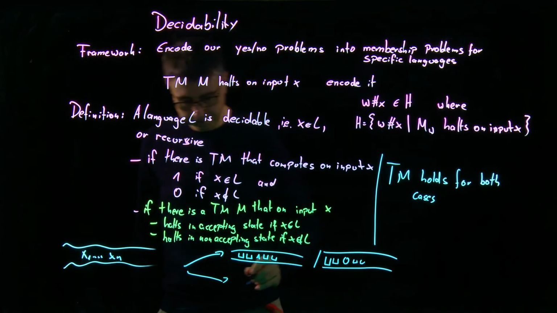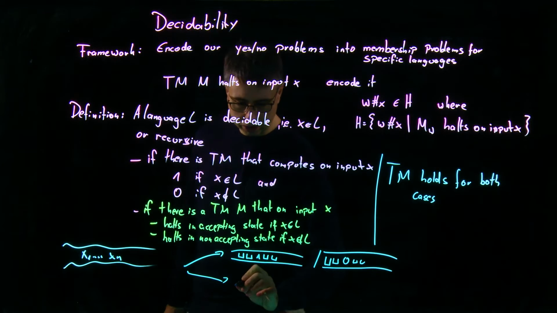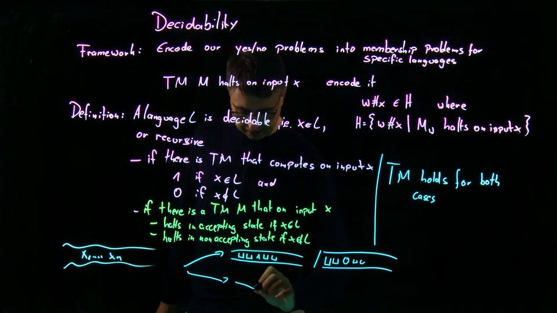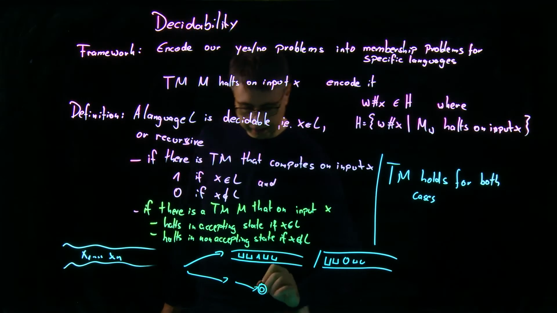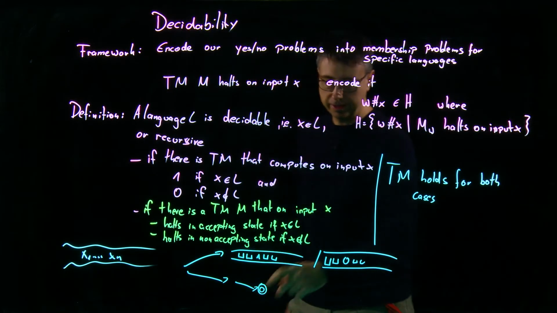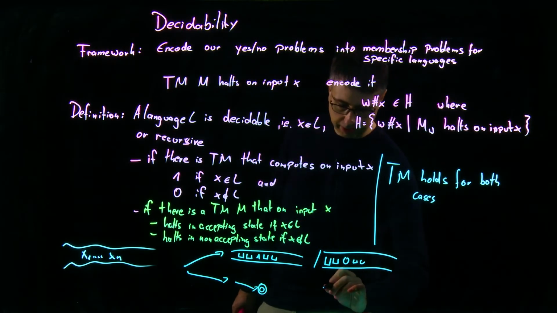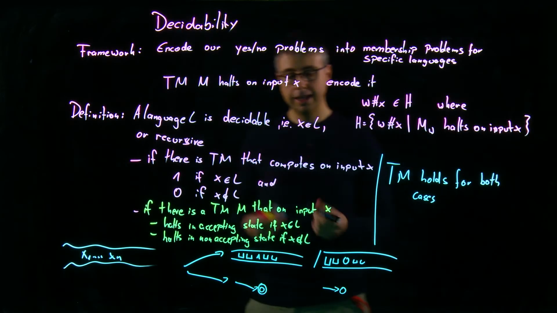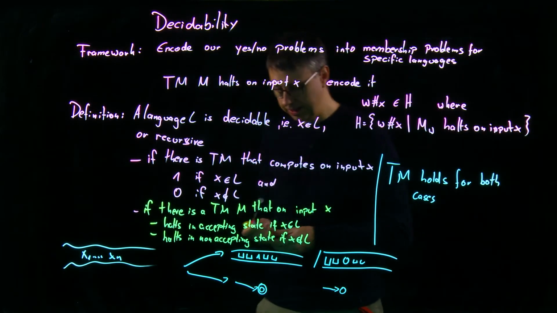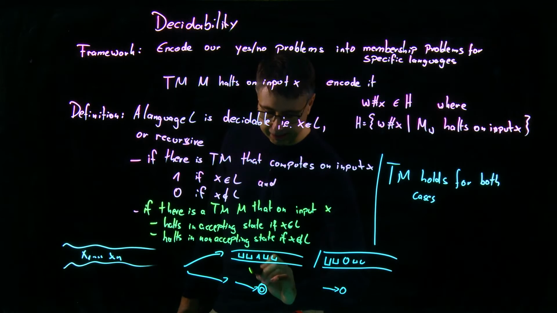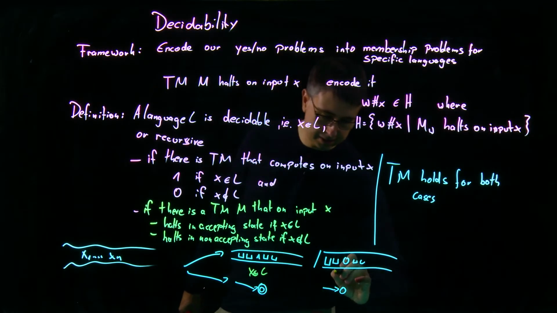Alternative: if it is in the language, then we should end in an accepting state, and if it is not in the language, then we must end in some non-accepting state. So this here is the case that x is in L, and this is x is not in L.